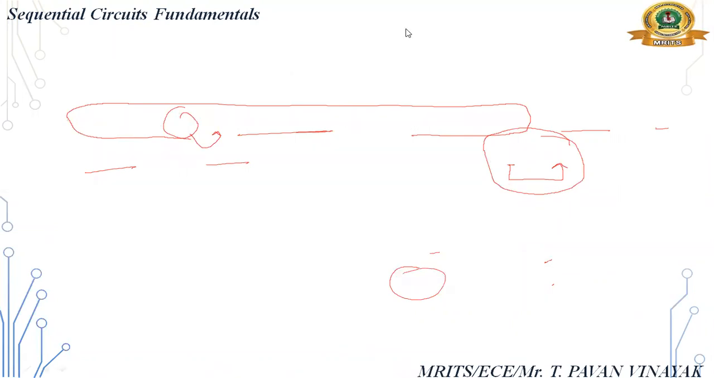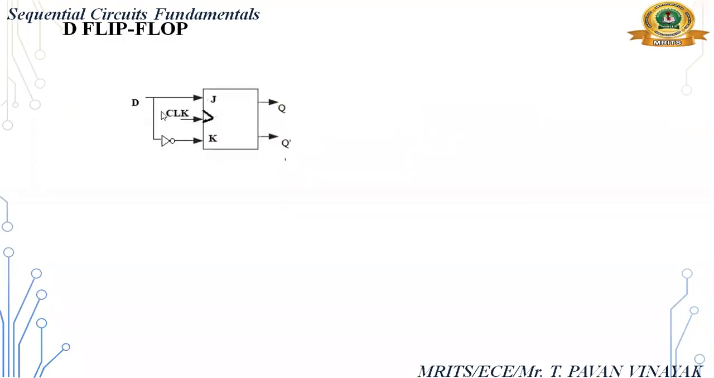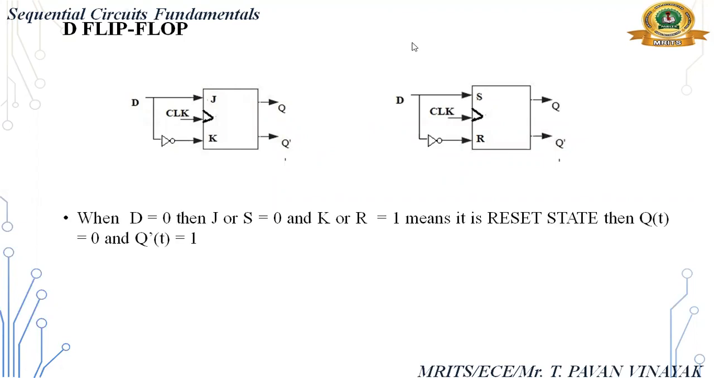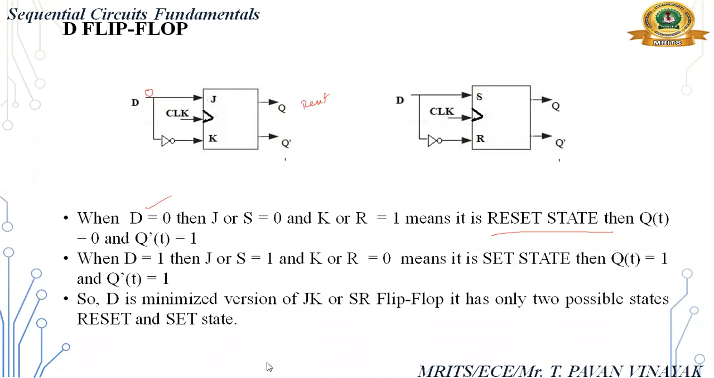How do we obtain the D flip flop? By using the complement: J complement is given to K, or using SR. So we have only two conditions here. When D is equal to 0, it is the reset state. When D is equal to 1, it is the set state. We have only two conditions, so D is a minimized version of the JK flip flop.